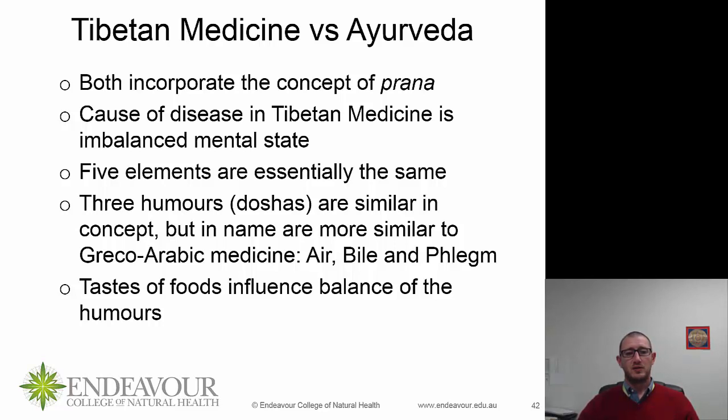The 3 humours, or doshas, are very similar in concept, but in name are more similar to actually Greco-Arabic medicine, and these are air, bile and phlegm. And tastes of food influence the balance of the humours. So Tibetan medicine has some ideological similarities as well as differences to Ayurvedic medicine.